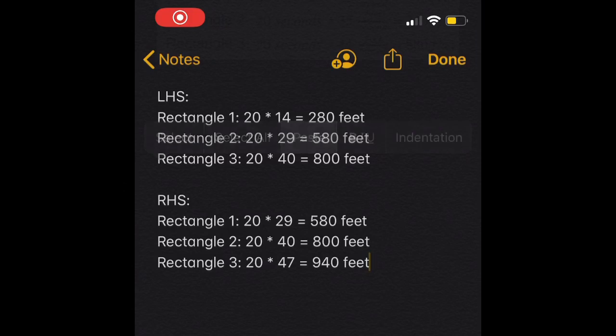For the RHS, we keep the width of 20, and now we multiply this by the right value. So we do 20 by 29, 20 by 40, and then 20 by 47, and then we add these together. Then we get that the RHS value is equal to 2320 feet.